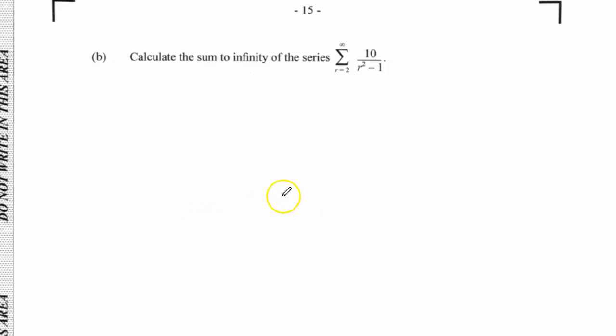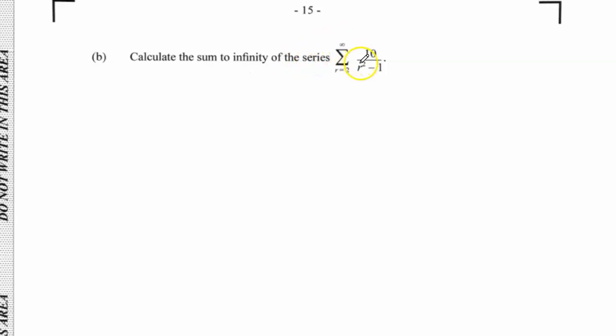Calculate the sum to infinity of the series 10 over r squared minus 1 from r equals 2 to infinity. I notice r cannot be 1 because if r is 1, the thing is undefined. Alright? So, let's write out some of the terms.